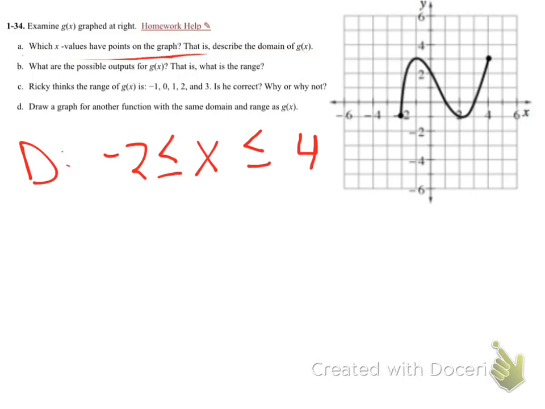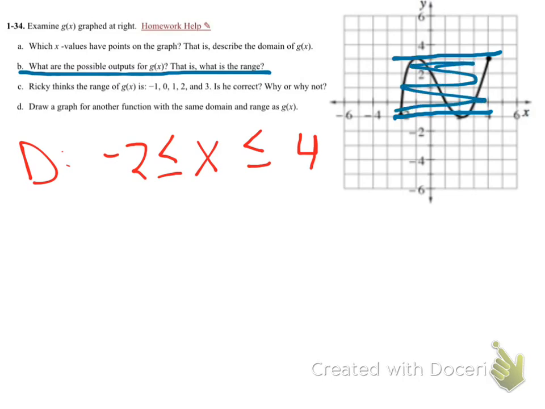Problem B, we are taking a look now at the possible outputs, which is the range. So the range goes down from -1 up to +3. So it is all the values in between there.